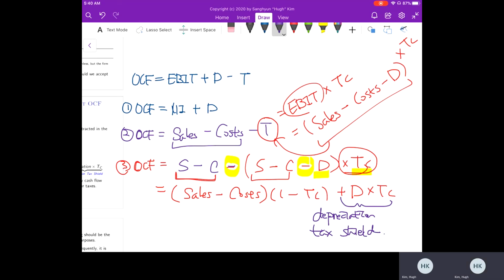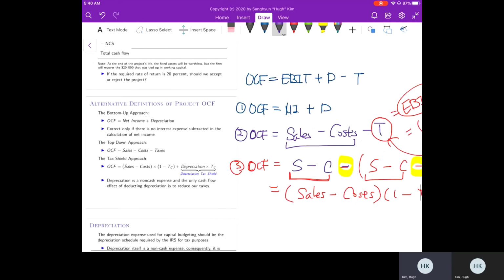So the higher the depreciation, the lower the taxes, and the higher the operating cash flow. So again, depreciation is a non-cash expense, and the only cash flow effect of deducting depreciation is to reduce our taxes. So as you can see here, there are three alternative definitions of OCF. We can use whatever is the most convenient given the situation. And the tax shield approach is often very convenient in capital budgeting analysis.